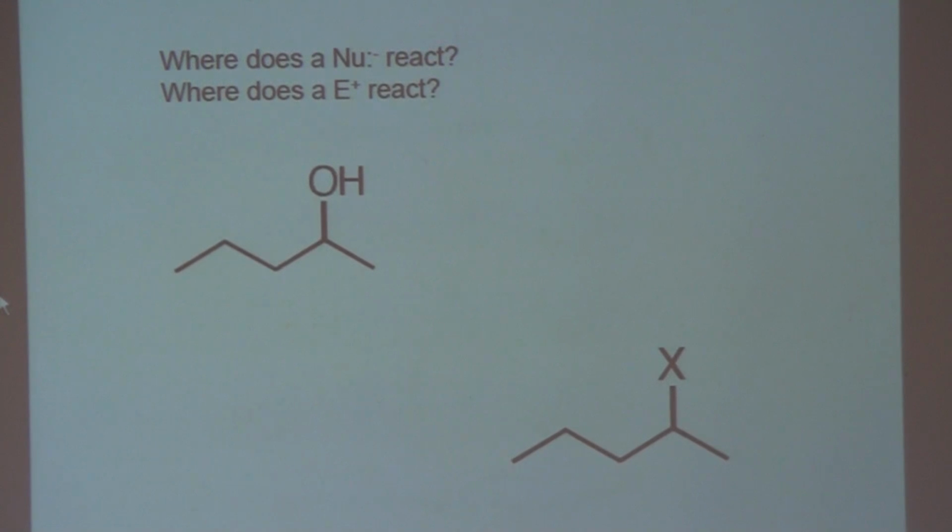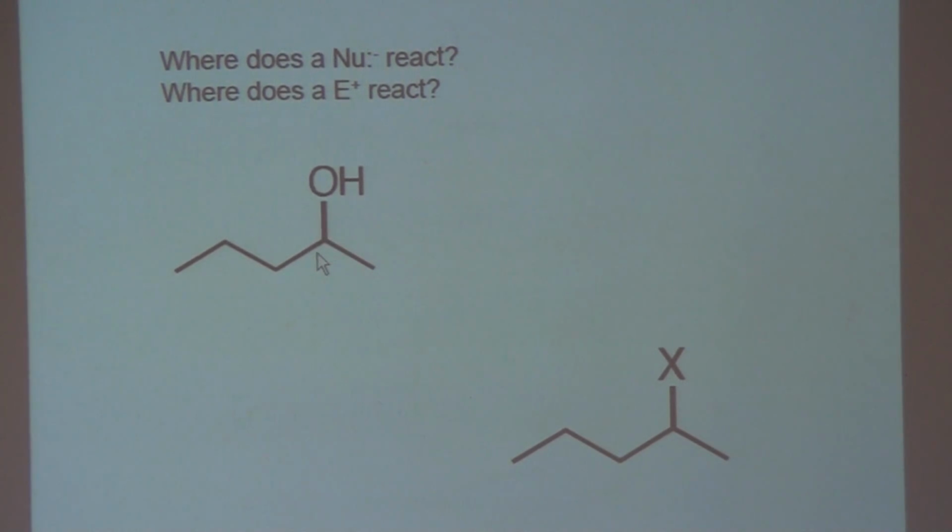Okay. So where do you react to the nucleophile? For example, we have an alcohol here, so where does a nucleophile react with this alcohol? The alpha carbon. Okay, so it could react at the alpha carbon.